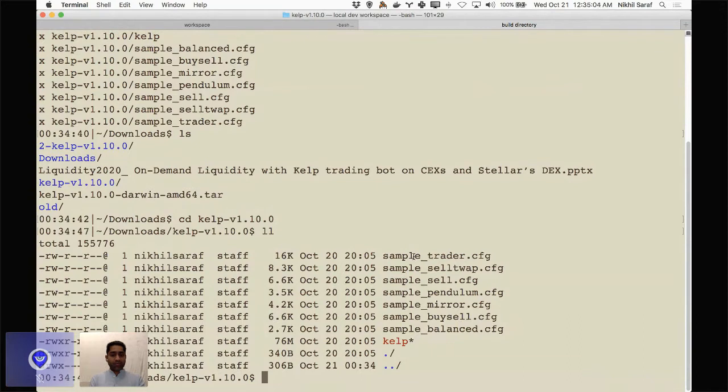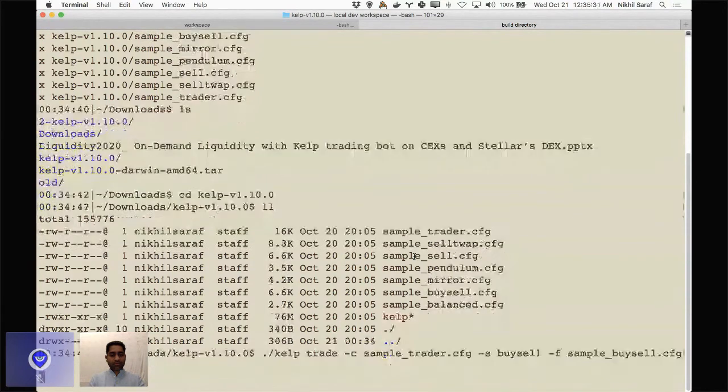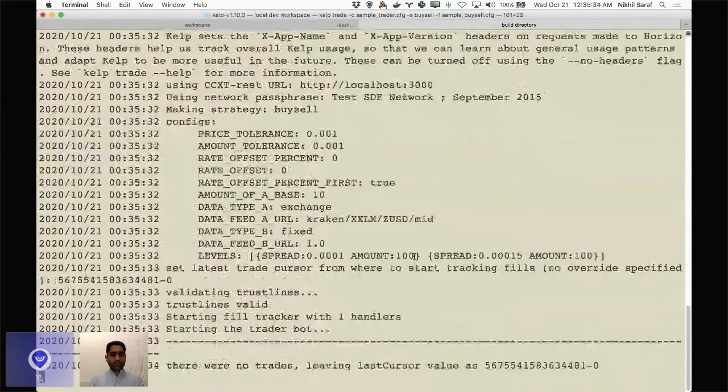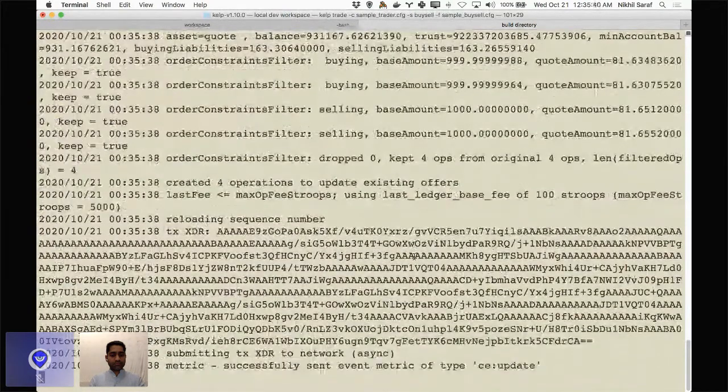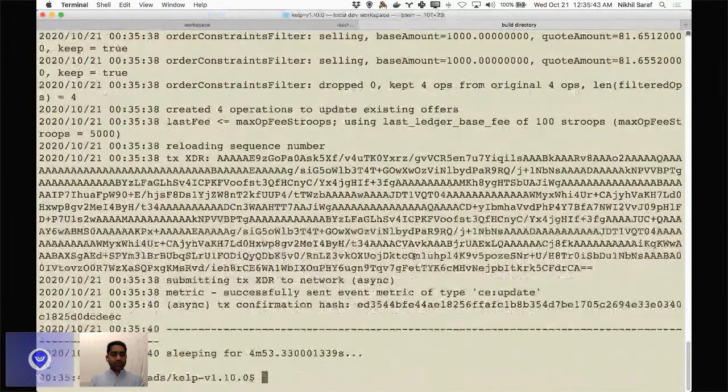Okay. So when you open up this folder, you get the Kelp binary, and you also get various sample files that make it easier for you to work with Kelp. So that's the first thing you want to do when you run Kelp. So you can actually just run Kelp straight up by running the main command. So this is run one iteration of the Kelp bot.